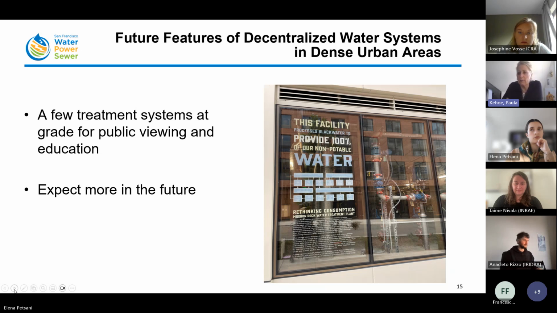And we expect to see more. We certainly see some product manufacturers building systems so they're more appealing and more meant to be installed in lobbies and other areas that are more public viewing rather than just hidden in the basement. So I think it presents an exciting opportunity looking to the future.